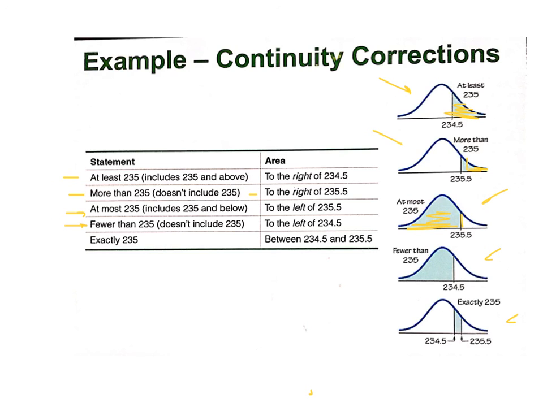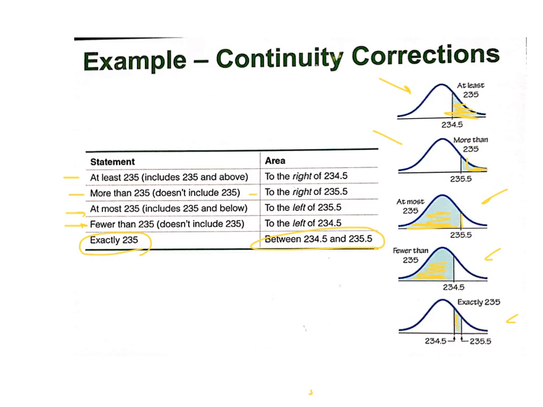If it says fewer than 235, it does not include 235, so you start at 234.5 and shade to the left. And if it says exactly 235, we're going to go between 234.5 and 235.5, that little area right there, because we can't do exactly 235 since we're using a continuous distribution to do a discrete problem.